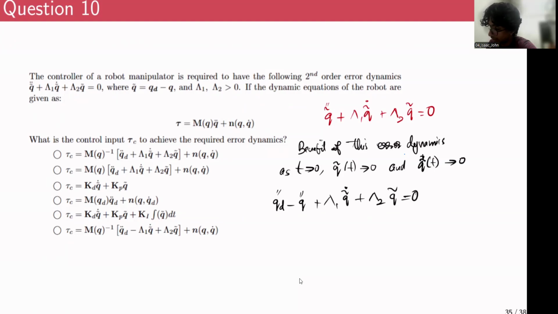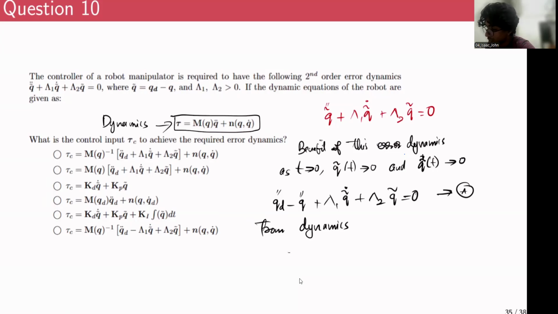And I'll label this as equation A. And from the dynamics, I'm simply rearranging this equation of motion. So q double dot now would be tau minus n of q dot, the whole thing pre-multiplied by m of q inverse. I'll label this as equation B.